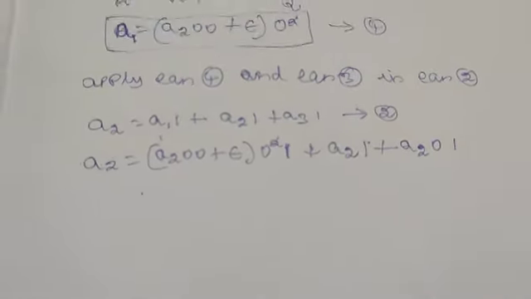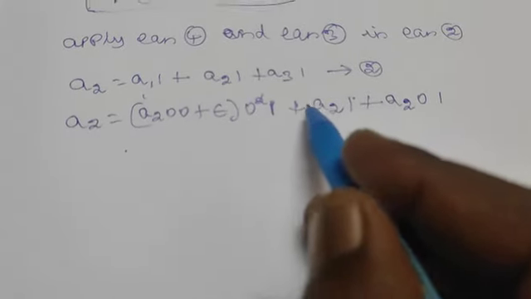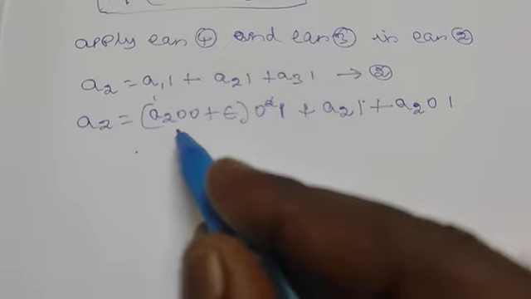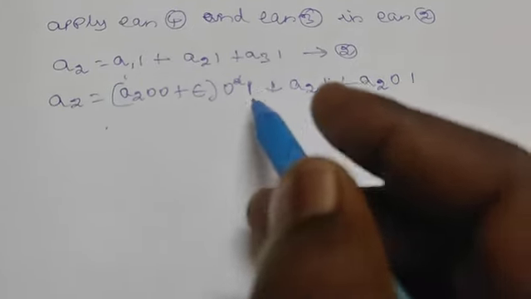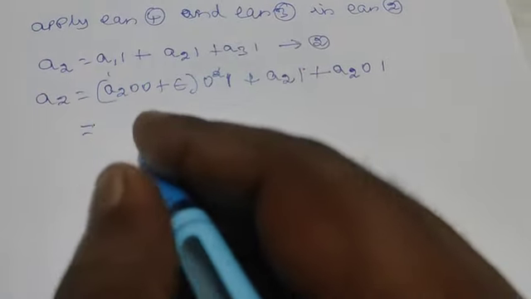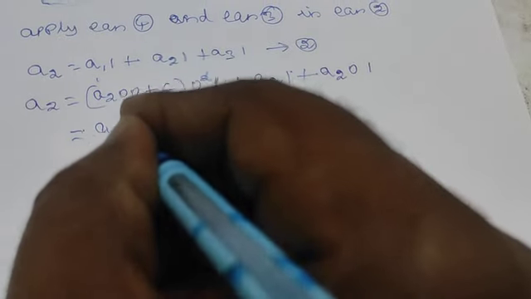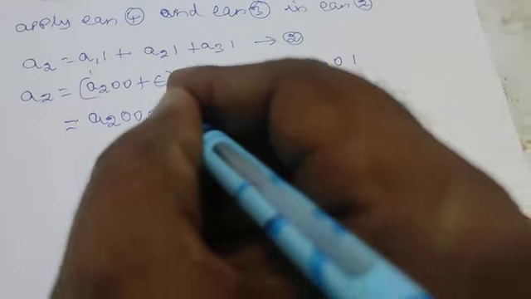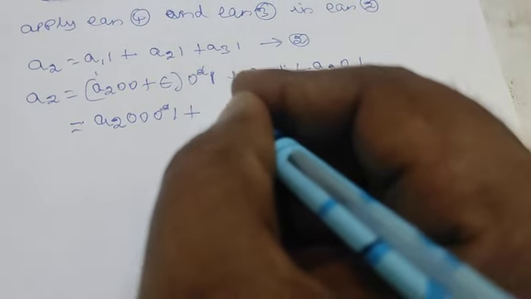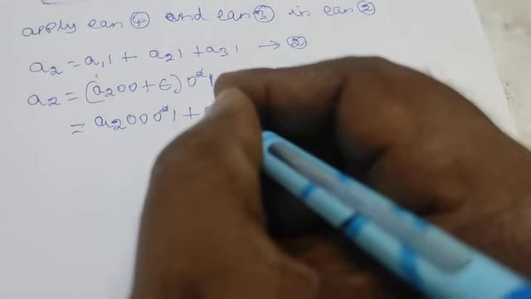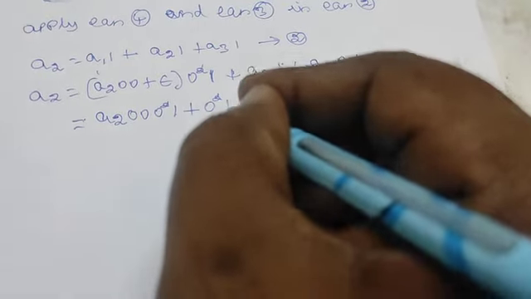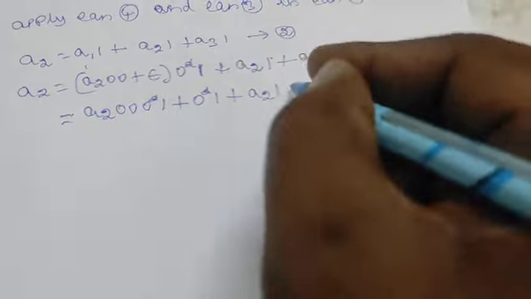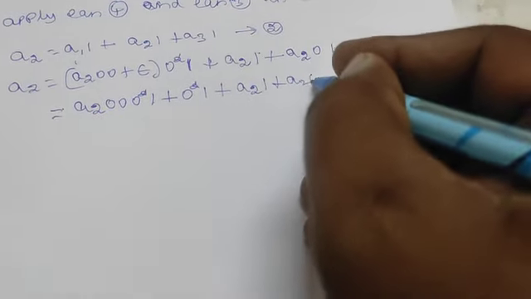What we will do is we will abbreviate this, okay. So this 0 star 1 is a common term for A2 0 0 plus epsilon. So we will multiply this. When you multiply this, simplify this, this will be A2 0 0 0 star 1 plus, now this, when you multiply with epsilon you will get the same value, 0 star 1 plus A2 1 plus A2 0 1.